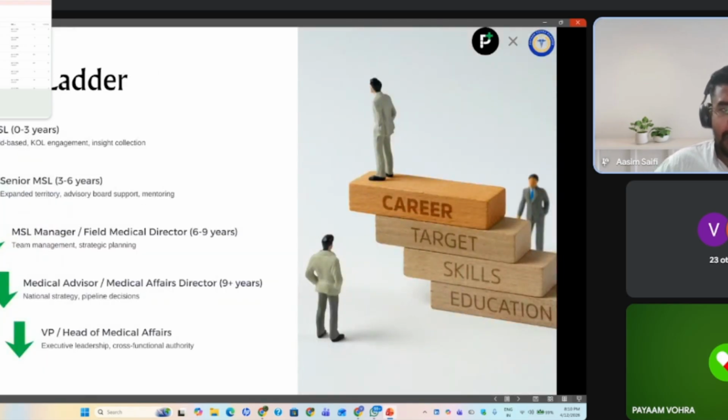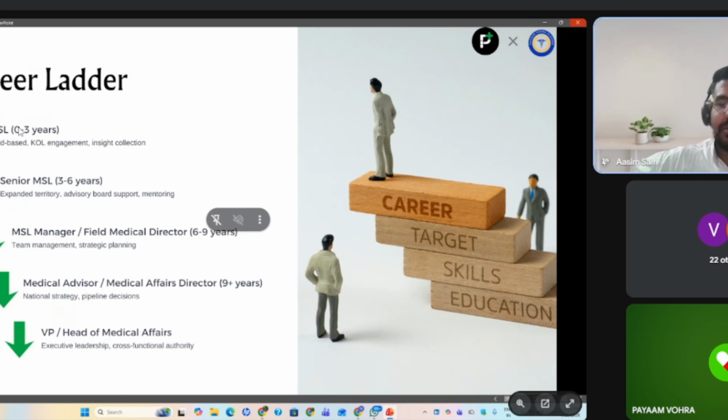Career ladder: MSL, 0 to 3 years, field based KOL engagement and insight collection. Then Senior MSL with an expanded territory. Just as an example from sales, there are sales executives, then ASM, area sales manager. First he had one city, now he will cover two or three cities once he becomes the ASM. Then RSM, regional sales manager, who has one region, like West UP, West Delhi or South Delhi, say if we divide Delhi into four zones.